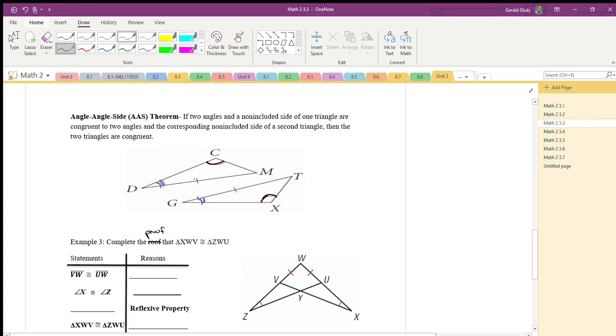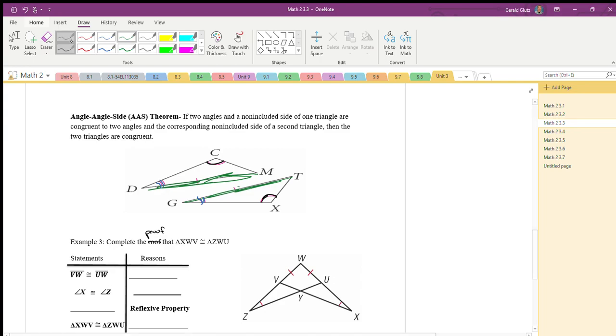And then DM, oops, that was not a very good trip line, and angle TG are congruent. So notice that we have two angles and the line is not in between those two angles this time. It's not touching both of those angles. So that's why it's angle, angle, side.